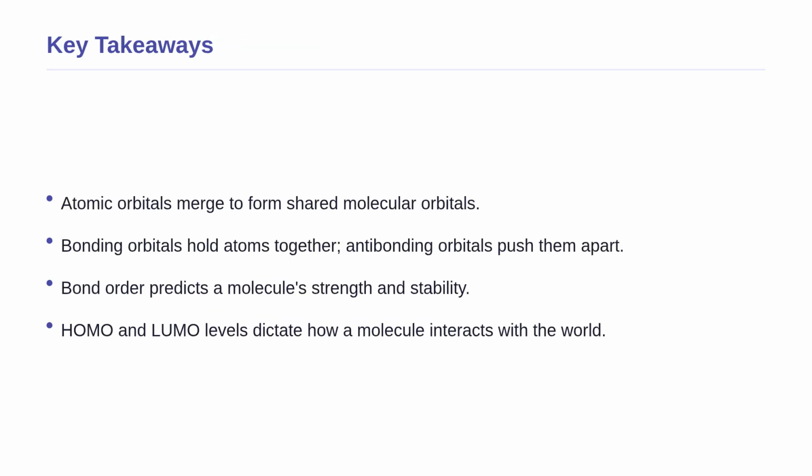Let us summarize what we have learned today. We saw that atomic orbitals merge to form shared molecular orbitals, which belong to the entire molecule. We learned that bonding orbitals act as glue, while anti-bonding orbitals try to push the atoms apart. By filling these orbitals and calculating the bond order, we can accurately predict a molecule's strength, stability, and magnetic properties.